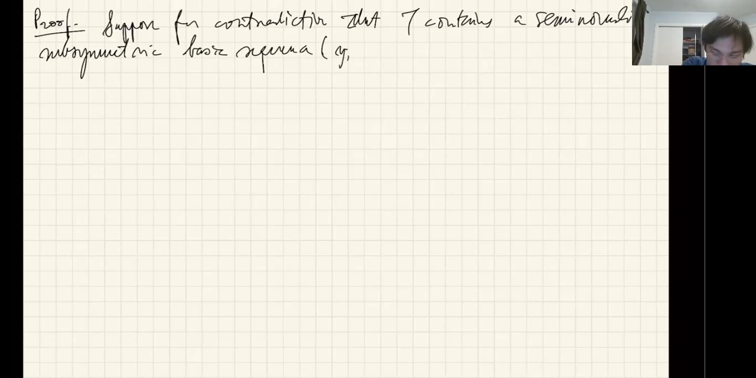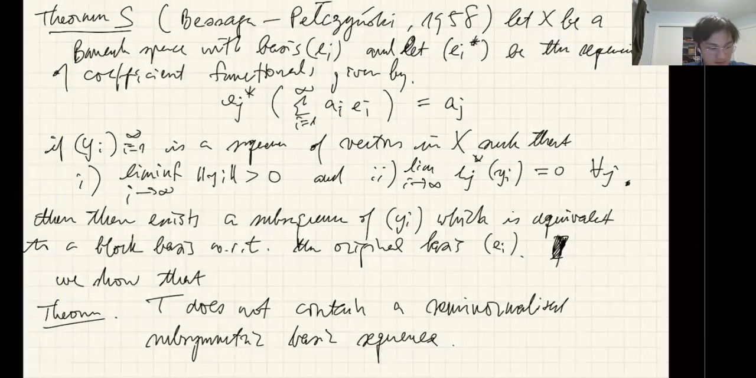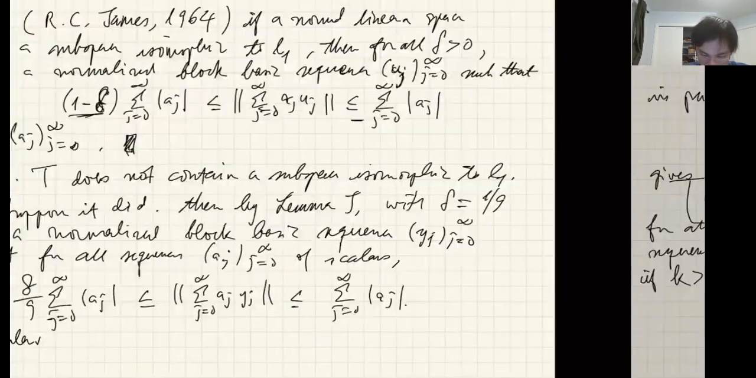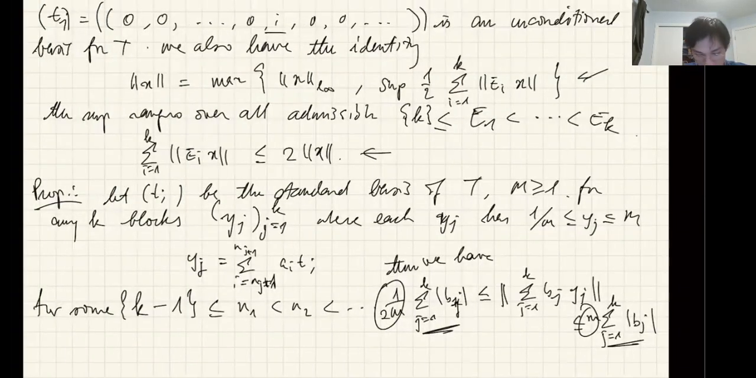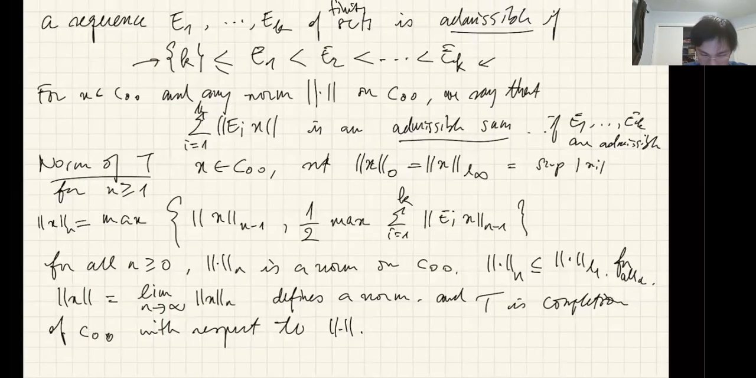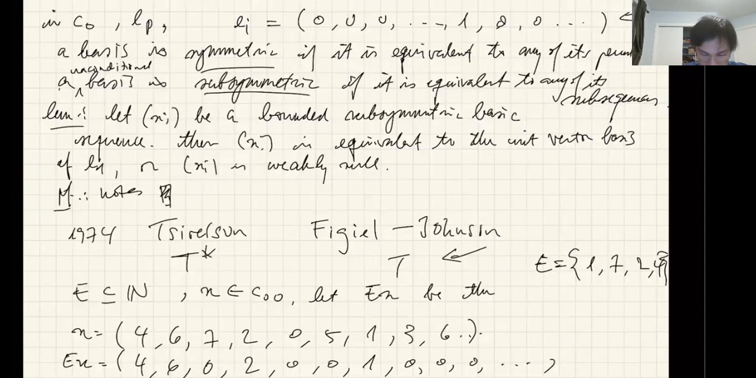Let's call it yi. Okay. So since it's semi-normalized, it's actually bounded above, right? So we showed way back when. Let's see. I'm going to show you to prove it that I showed you this. Might be even further. There we go. A bounded subsymmetric basic sequence is equivalent to the unit vector basis of L1, or it's weakly null.